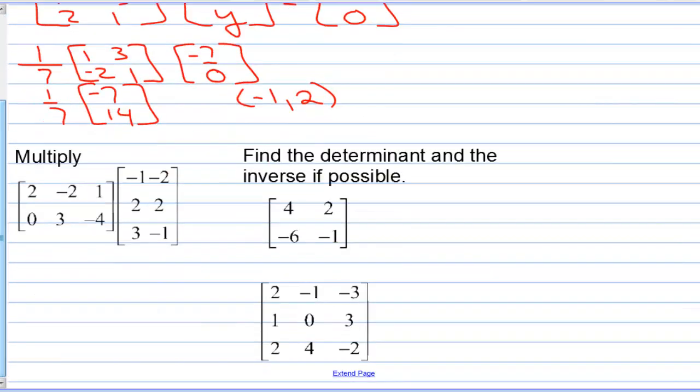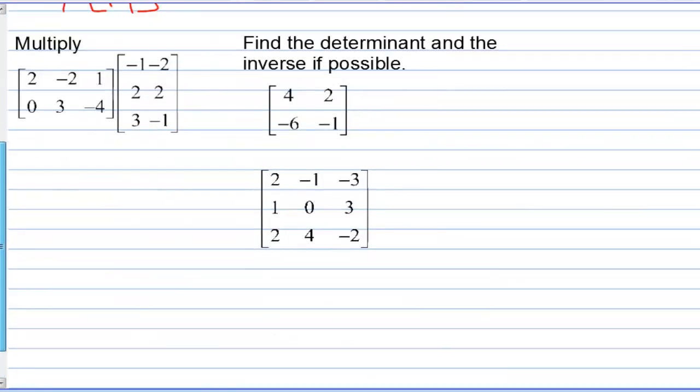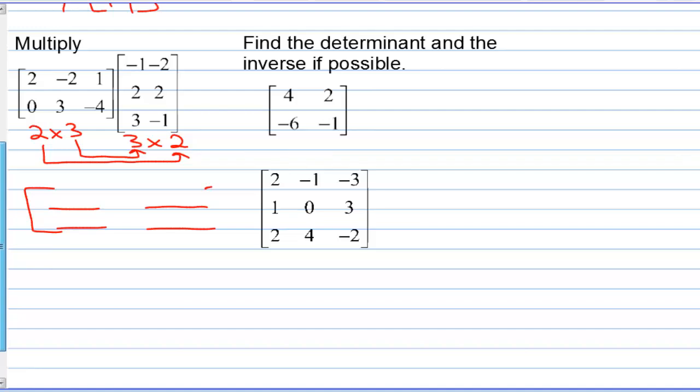Multiply across and down. So we got a 2 by 3 and a 3 by 2. So the columns of the first match the rows of the second. Now if they don't match, you can't multiply. The result will be a 2 by 2. So I like to set up a little template so that I know that I have everything filled in.